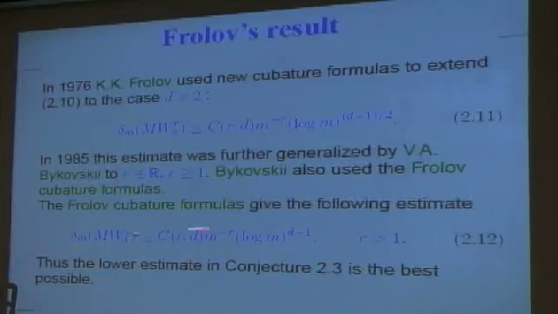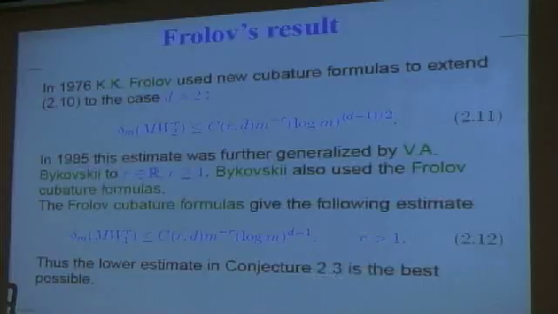And that one was later on improved and extended to this case. And this is also known to be optimal. And this also shows that this conjecture, which gives us the lower estimate, cannot be made stronger. So this is the strongest possible.